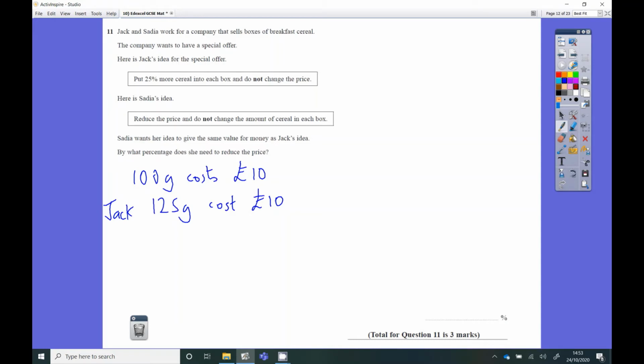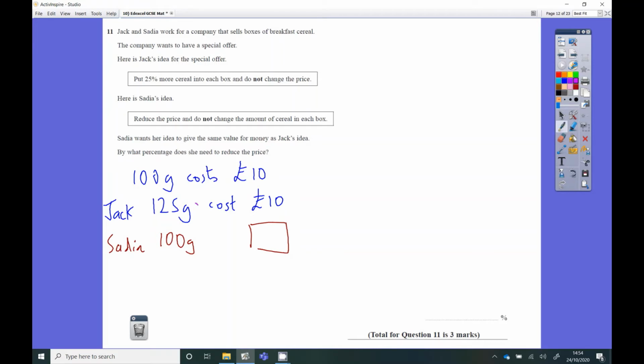Now what Sadia wants to do, what's she doing? She wants to reduce the price but does not want to change the amount of cereal in the box. Okay, so Sadia says she's not going to change the amount of cereal, so she's going to have 100 grams still, but how much is that going to cost, to give the same value for money? Now we can see the quantity that Sadia has is a fifth less.